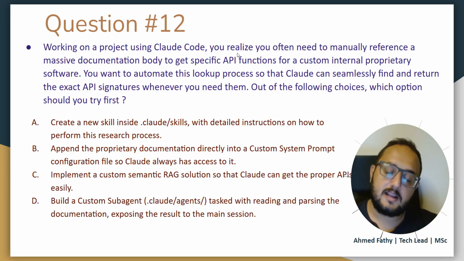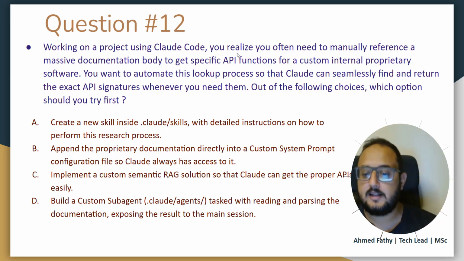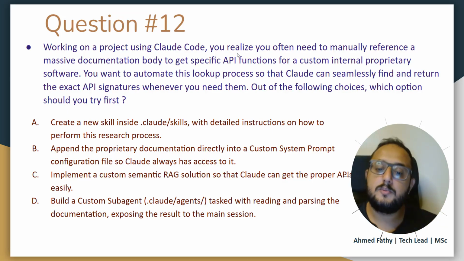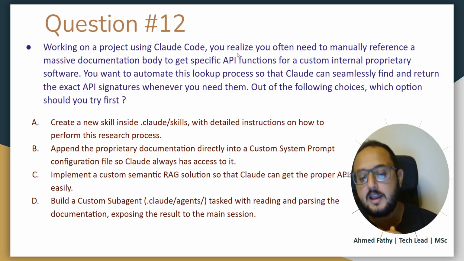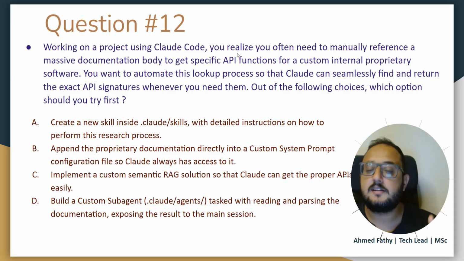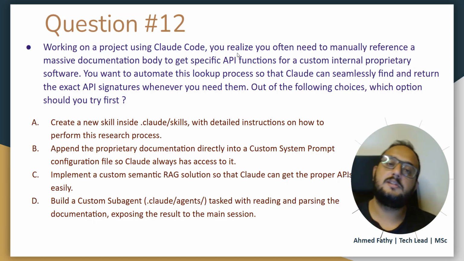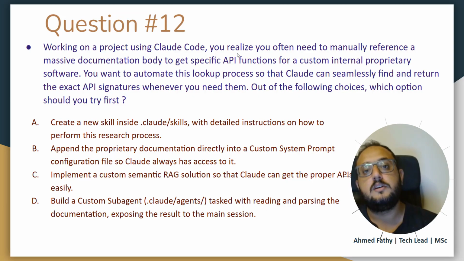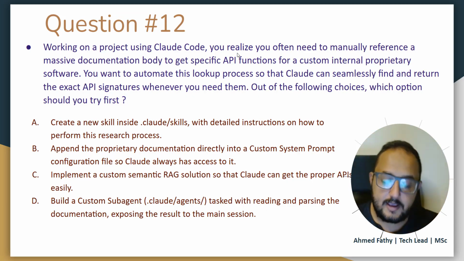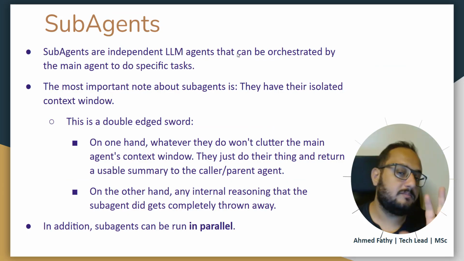A. Create a new skill inside .claude/skills with detailed instructions on how to perform this research process. Option B. Append the full documentation directly into a custom system prompt configuration file so Claude always has access to it. C. Implement a custom semantic RAG solution so that Claude can get the proper APIs easily. And D. Build a custom sub-agent inside .claude/agents tasked with reading and parsing the documentation, exposing the result to the main session. Okay, so this question is mainly about sub-agents.